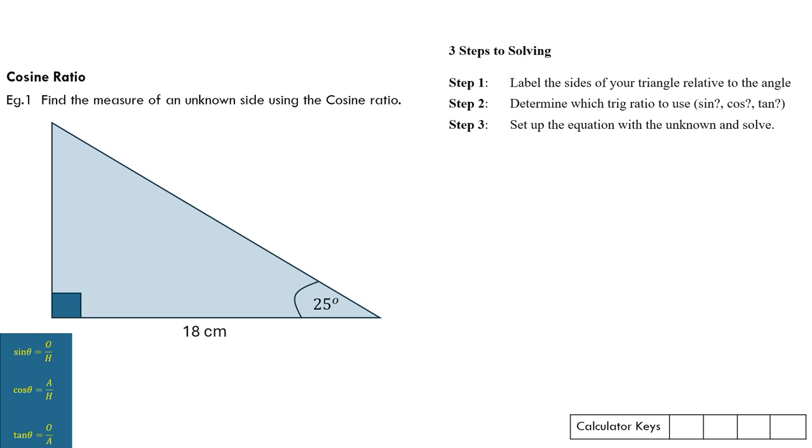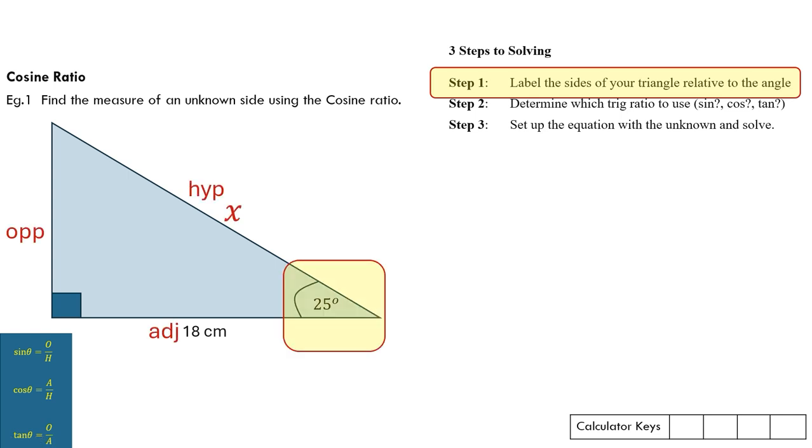In this example, we're asked to find the measure of an unknown side using the cosine ratio. Well, we'll start by labeling our triangle. And the side we're being asked to find is this one right here, the hypotenuse, which we've labeled x. So we're interested in finding the hypotenuse. We're given the adjacent.